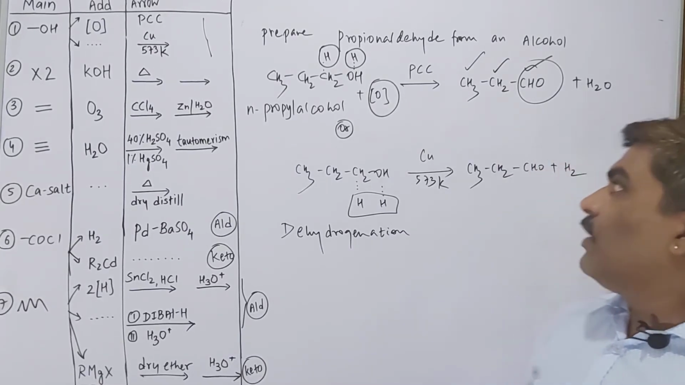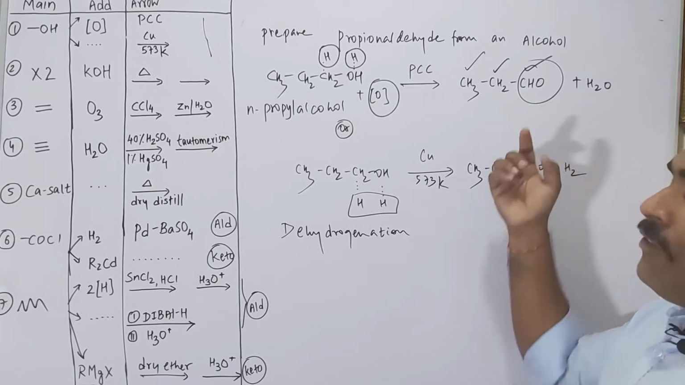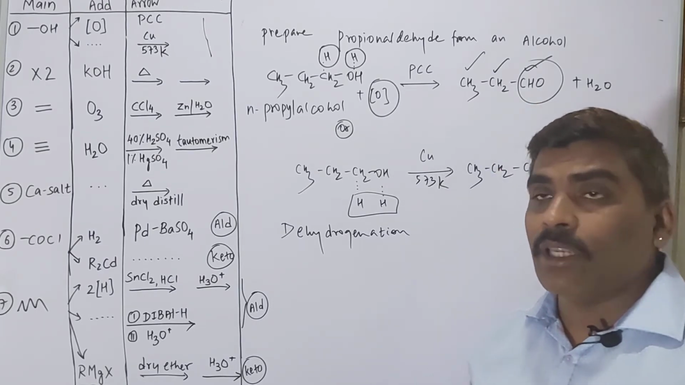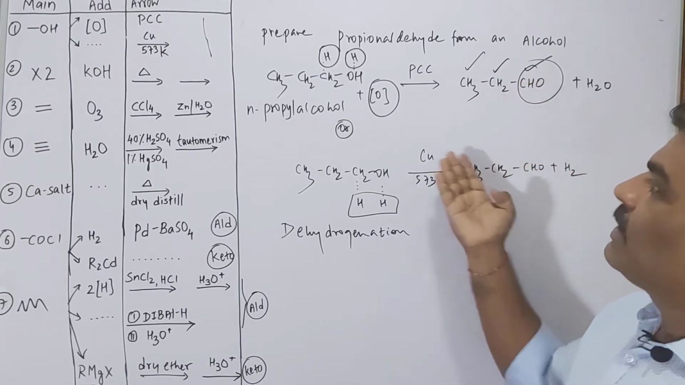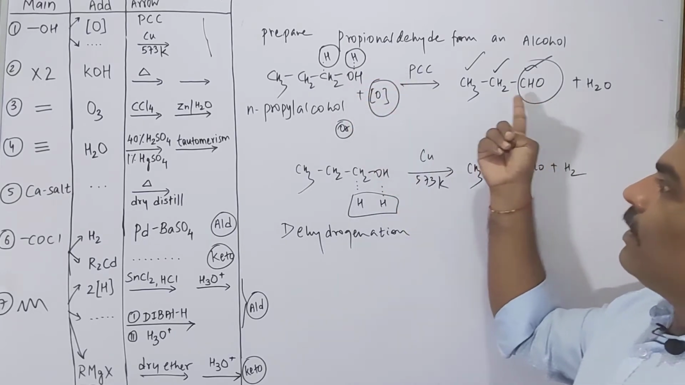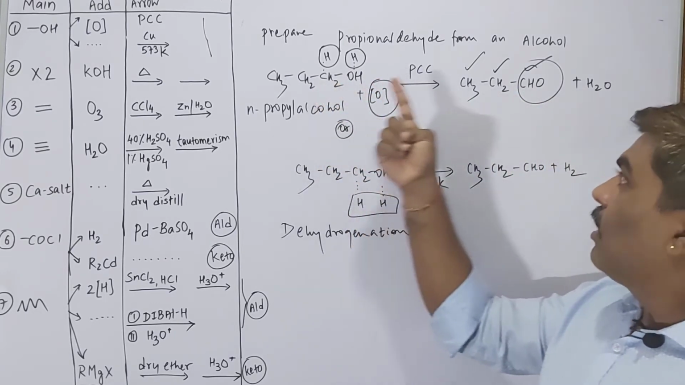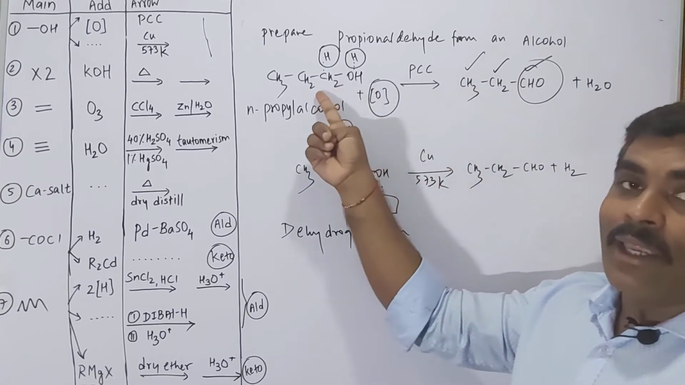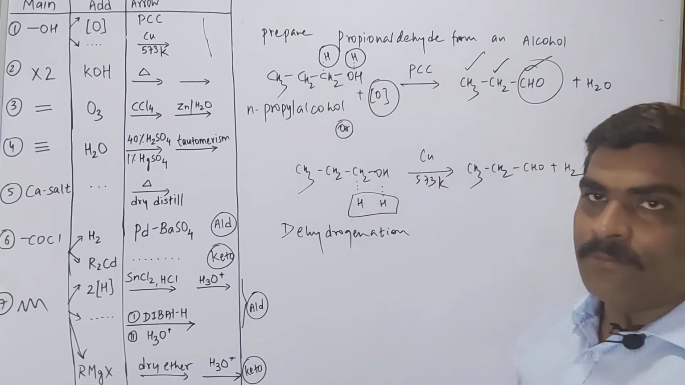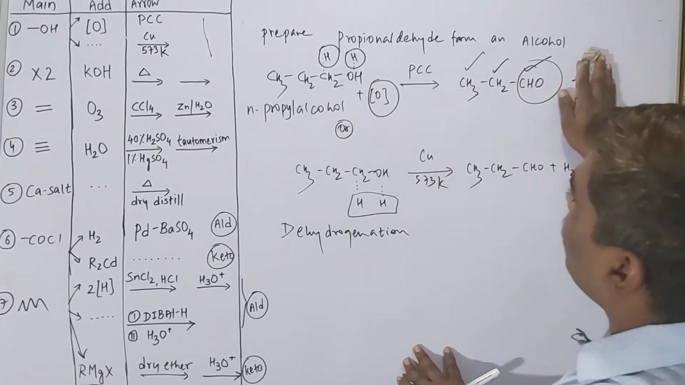So this way we can prepare aldehyde, and even we can prepare ketone, by oxidation. If aldehyde is there, you have primary alcohol. If you have ketone here, secondary alcohol will be there. Okay.